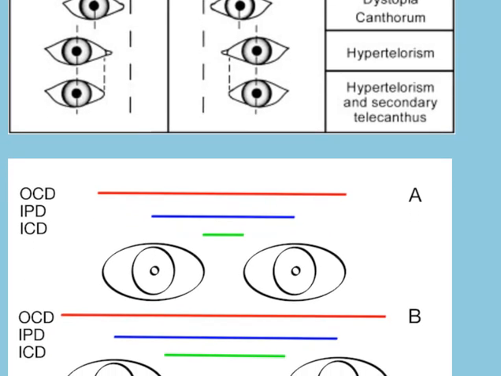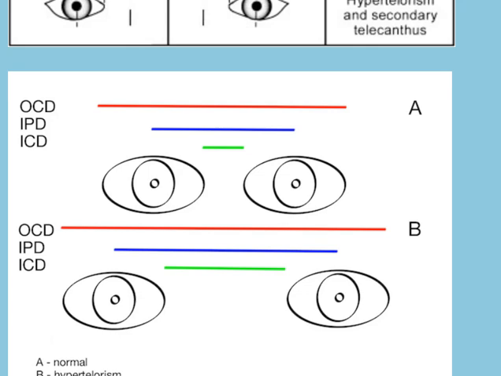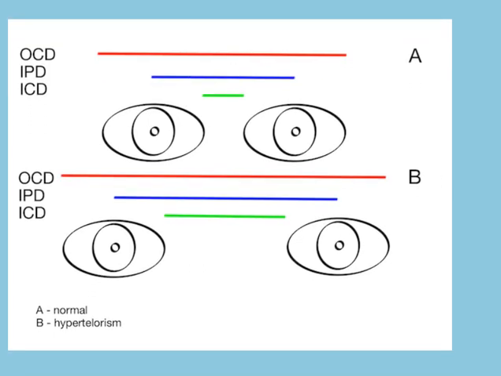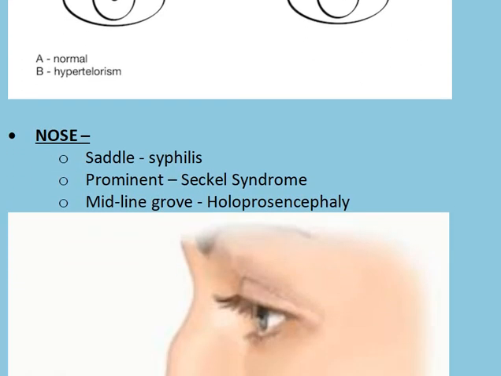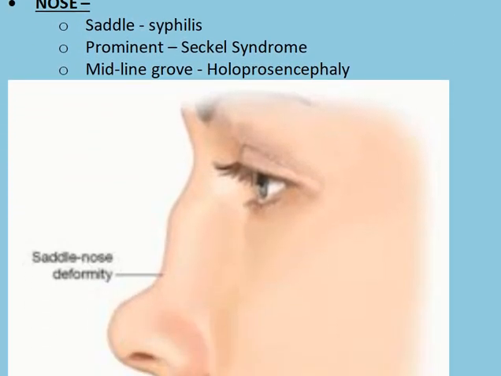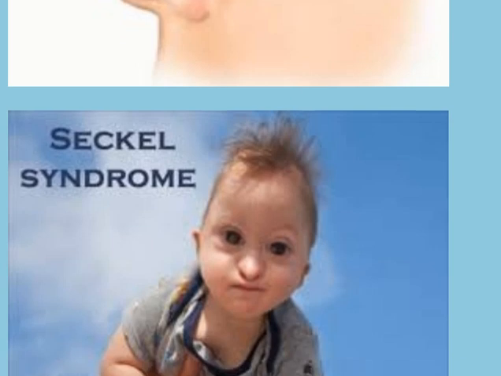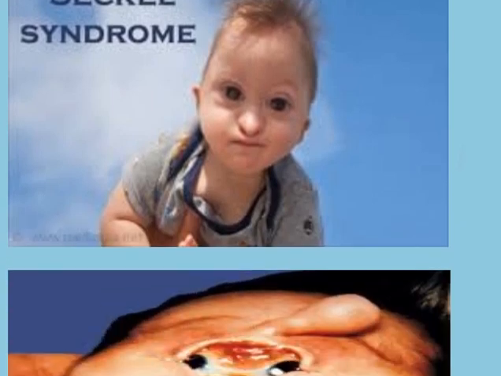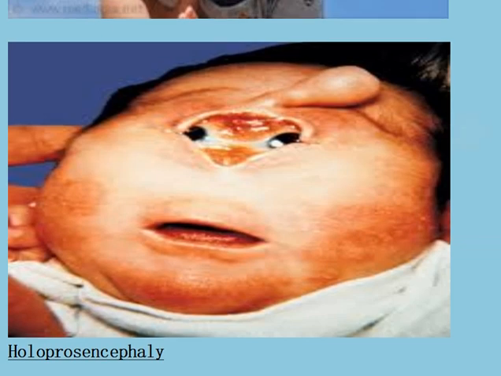So this is the method to measure the interpupillary distance and intercanthal distance, and you should know the normal values. This picture A is showing the normal, whereas picture B is showing hypertelorism. Then the nose: saddle deformity occurs in syphilis, as you see in the picture; prominent in Seckel syndrome; a midline groove in holoprosencephaly. And you see Seckel syndrome has a bird-like appearance. Then there is holoprosencephaly.